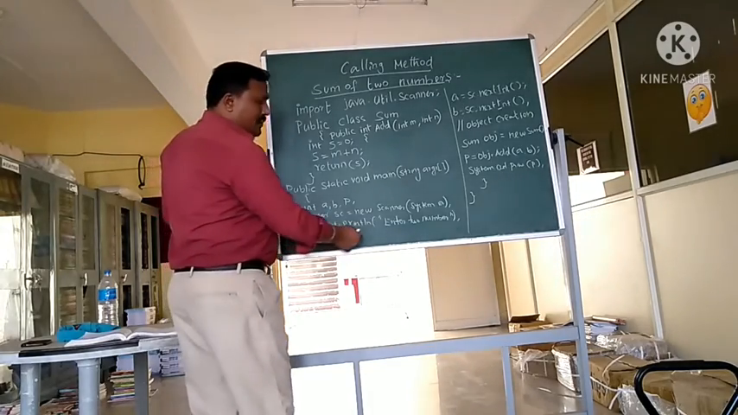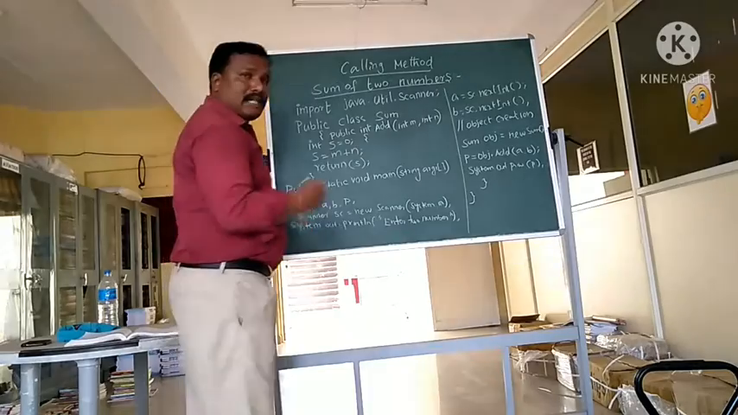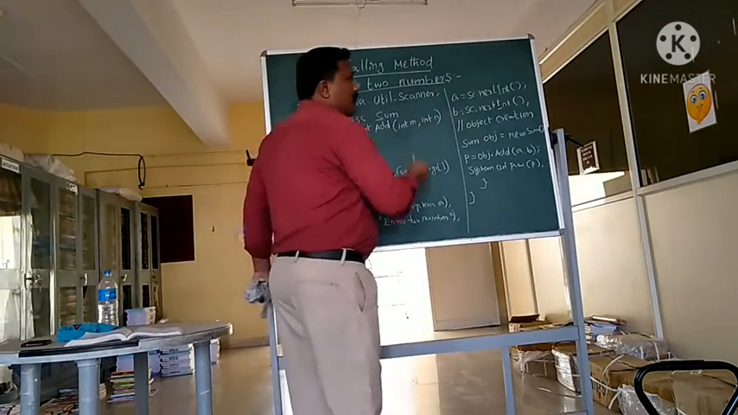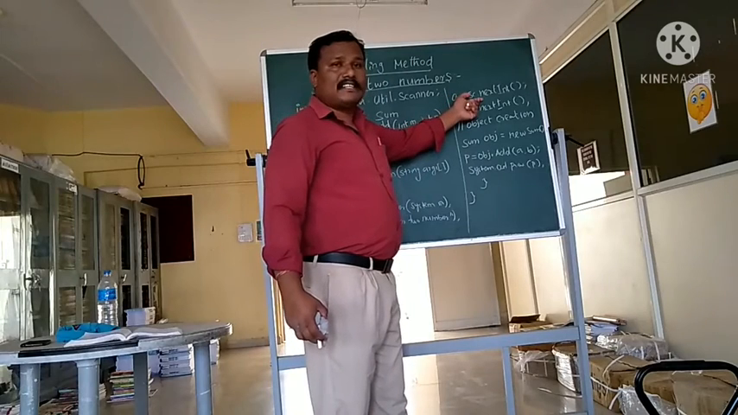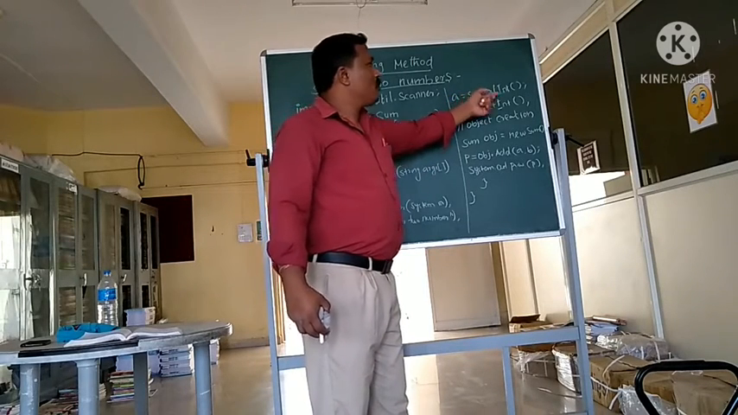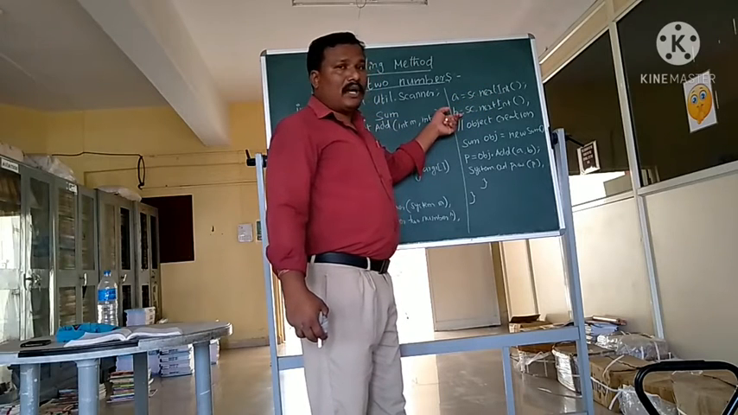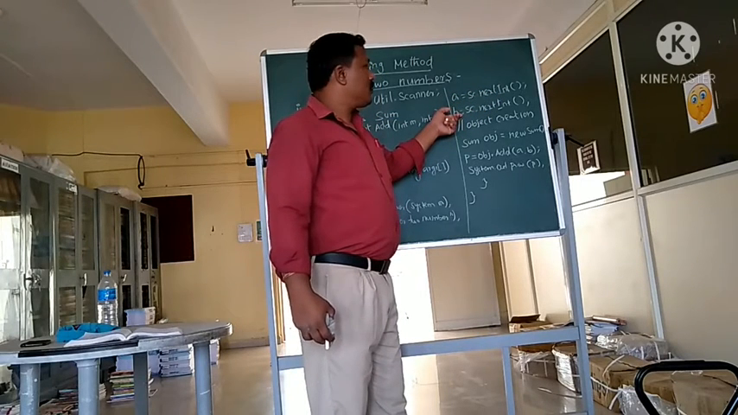So System.out.println("Enter two numbers"). I give an instruction to the user. Then, in the main method, variable declaration: a = s.nextInt(). It means I'm going to get two values from the user through this method, a and b. So I get two values through these variables.